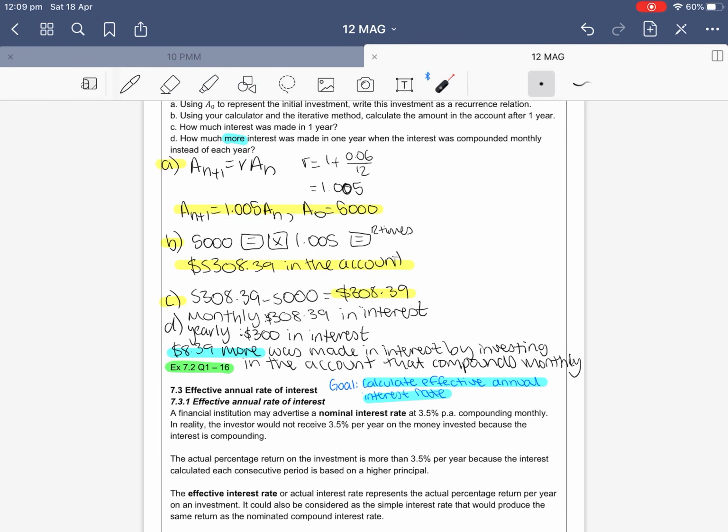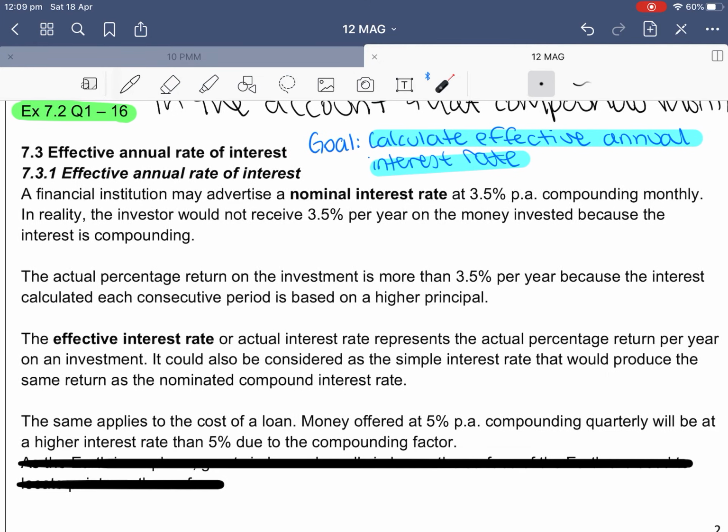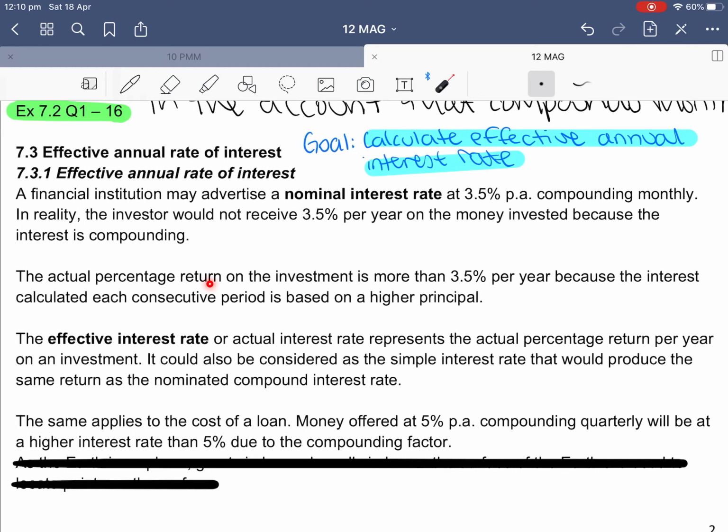But if we compounded monthly, we ended up with extra money. So it's actually greater than that 6%. So today we're going to figure out how to work out what the actual percentage return on the investment is, and that's what we call effective interest. So in this statement here, which I think is the most important statement of this paragraph, the effective interest rate or actual interest rate represents the actual percentage return per year on an investment. So that is what we're looking at today.